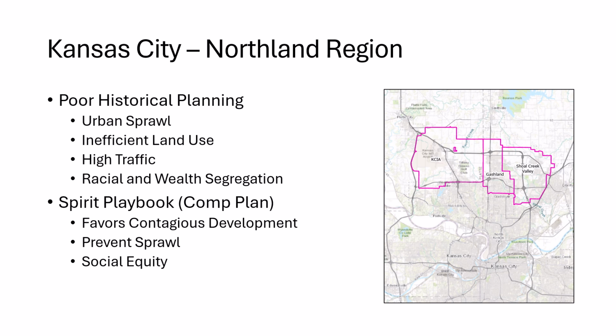So in 2023, the city of Kansas City passed the Kansas City Spirit Playbook, which is a new comprehensive plan that favors contiguous development, looks to prevent sprawl, as well as has several components to address social equity issues.